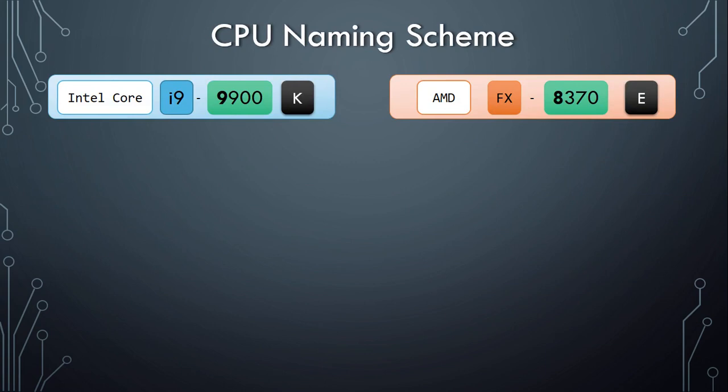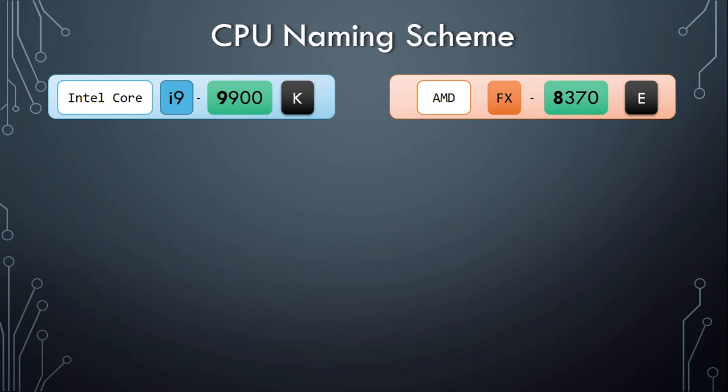Let us talk about the CPU naming scheme. How do we identify a particular CPU or processor generation, and the features of that particular processor, from the name itself? The leftmost one shows the Intel processor naming convention and the rightmost one shows the AMD processor naming convention, and both appear to be the same.